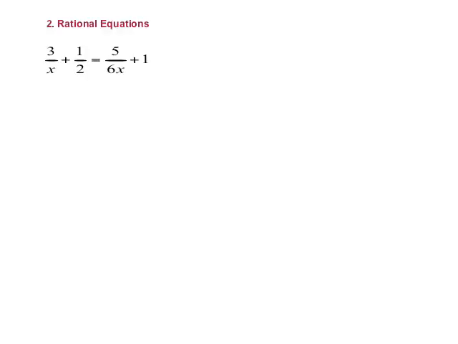2. Rational equations. Now we have fractions. And if you look at the steps in solving an equation, you get rid of the parentheses and fractions in step 1. So how do you get rid of the fractions? You need to find something that x, 2, and 6x will all divide into.